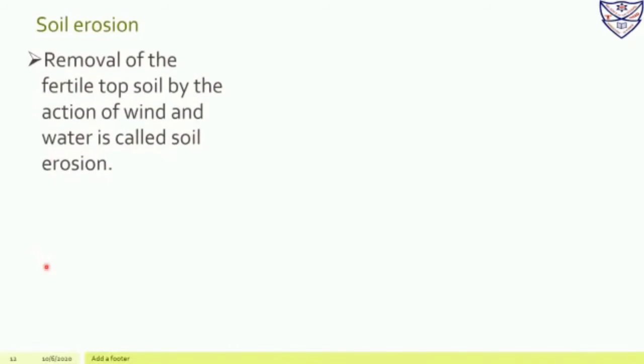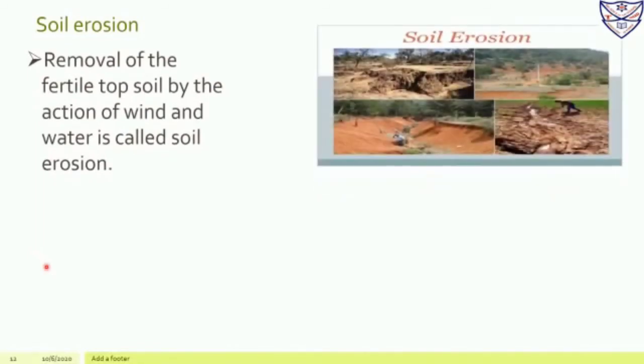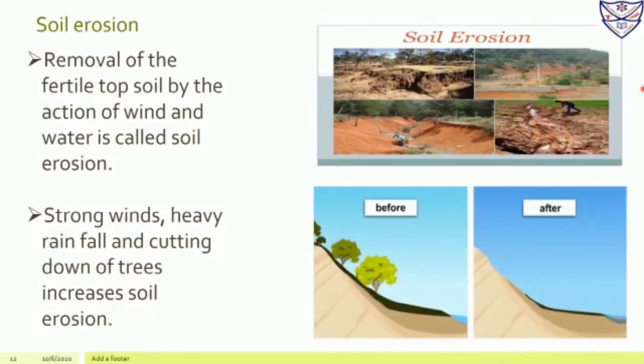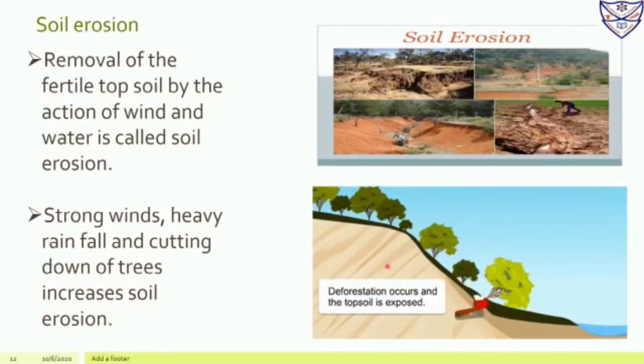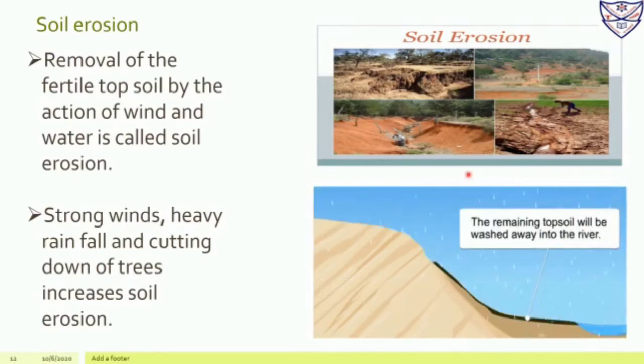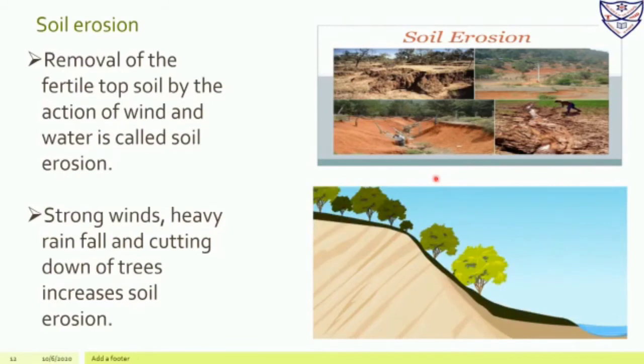Now we'll come to the next topic, that is soil erosion. It is a process in which the top fertile layer of the soil is lost. Due to soil erosion, the soil becomes less fertile. The top layer of soil is very light and is easily carried away by the wind and water. The removal of topsoil by natural force is known as soil erosion. Here you can see some examples of soil erosion. Strong winds, heavy rainfall and cutting down of trees increase soil erosion.